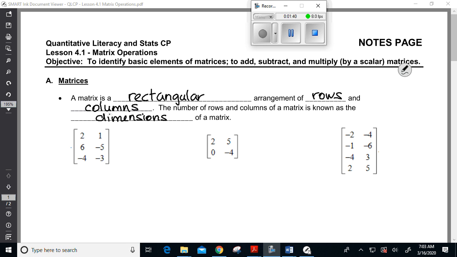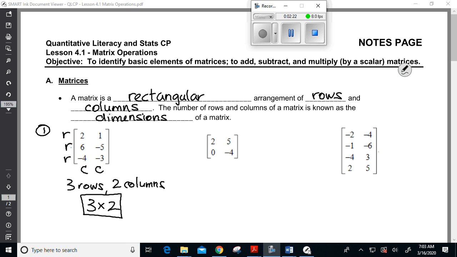So if you look at the three matrices that are given below, again, they're filled with numbers. They can be filled with other things, variables, expressions, etc. But in this case, they're filled with numbers. Notice for our first example here, you have 3 rows. Remember, row goes from left to right. 2 columns. Columns go up and down. So this has 3 rows and 2 columns. So the dimensions would be 3 by 2. Simple as that.